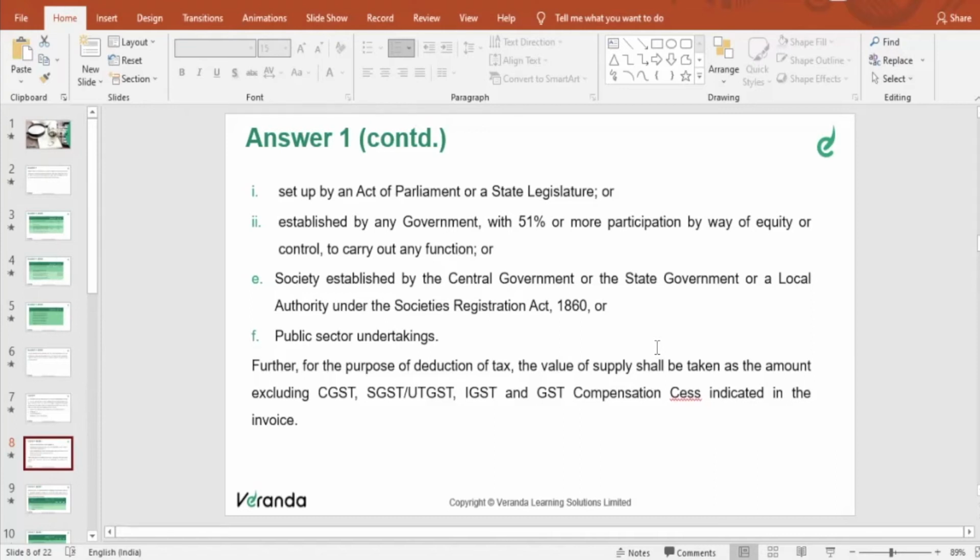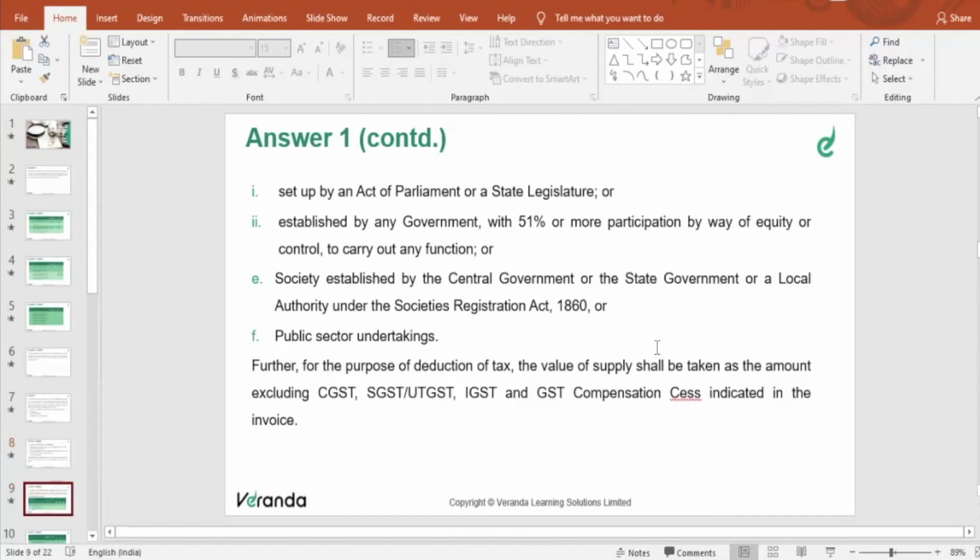Now, further, for the purpose of deduction of tax, the value of supply shall be taken as the amount excluding CGST, SGST, IGST, UTGST, and GST compensation cess indicated in the invoice. Until here, any doubt in this section, please let me know. If there is no doubt, I'll take your permission and proceed.